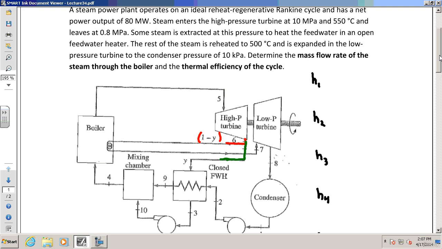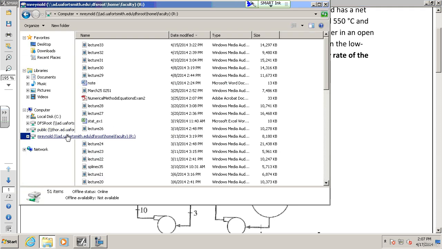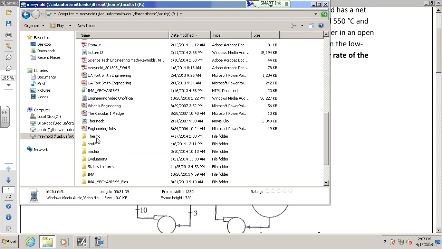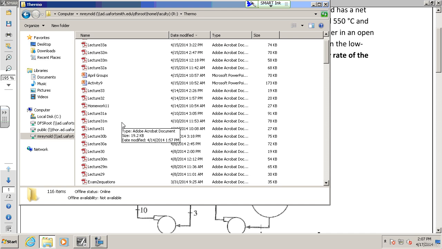So what number is that in the picture? 5. Yeah, 5 is going to be easy to find because it says steam enters the high pressure turbine. We know at 5 it's going to be 10 megapascals and 550 degrees Celsius. So that should be pretty easy to look up in the table. Let me pull out my tables here.